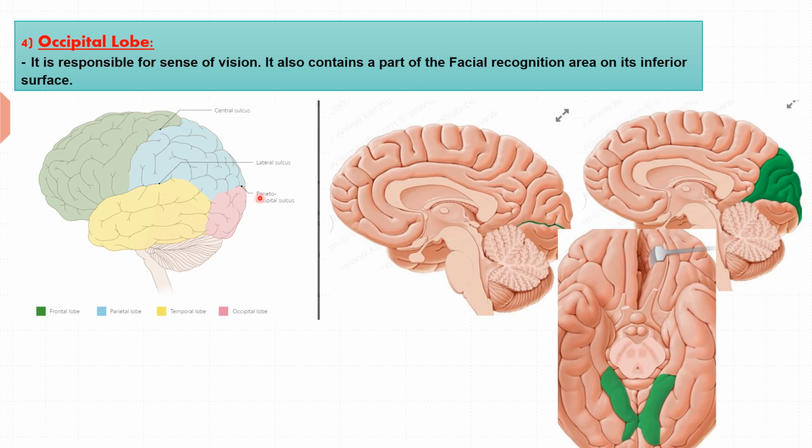Now we'll talk about the occipital lobe. The occipital lobe is responsible for the sense of vision. It also contains a part of the facial recognition area on its inferior surface. The occipital lobe forms the caudal aspect of the cerebral hemisphere. On the medial surface of the occipital lobe, we have the calcarine sulcus. This sulcus divides the lobe into two parts: the cuneus, which lies above, and the lingual gyrus, which lies below.